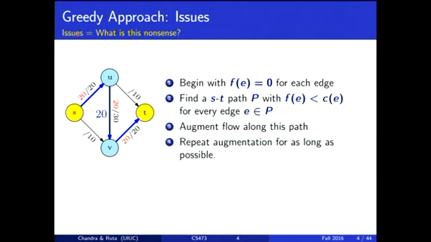20, right? What happens after I send 20 units on that path? What happens to the capacity of this? This becomes 0, I'm done. This becomes 0, and this becomes 0. Then is there any path after that from S to T? I'm done, I'm stuck. So if I chose the wrong path in the first iteration, I only get 20 units of flow and then I'm stuck. So clearly the greedy algorithm doesn't work.